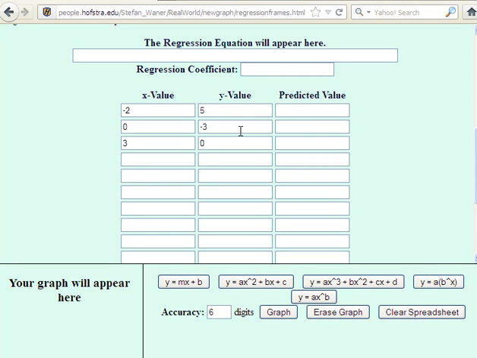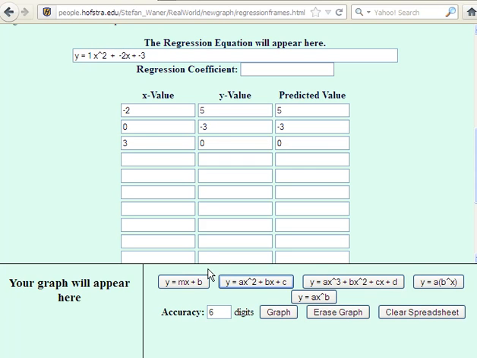But basically you do kind of the same thing. You enter your x's in here, your y's in here. You don't have to put anything in here. And then really all you have to do is click this button here. This is the quadratic button, and it will give you your quadratic equation that fits those points right up here.